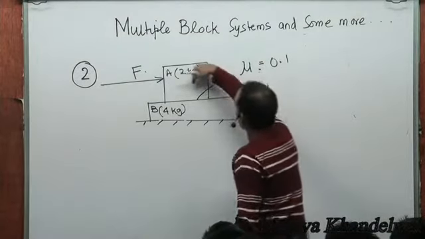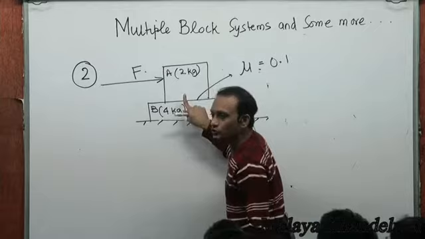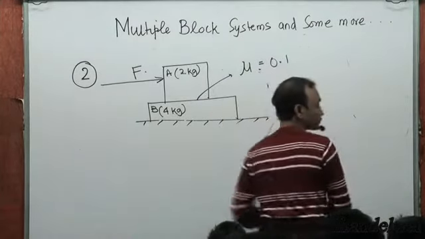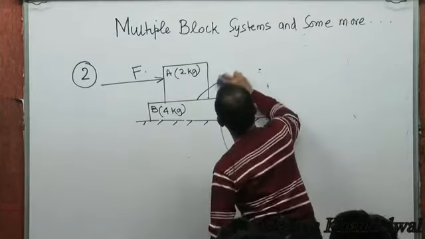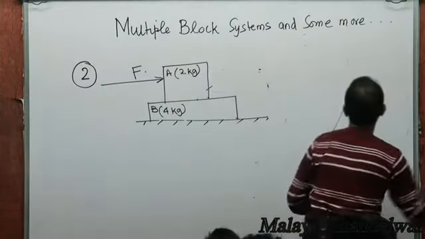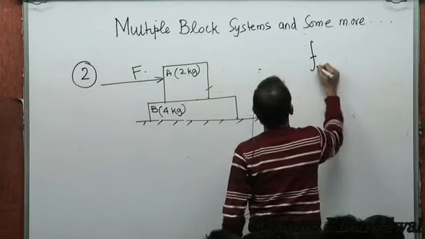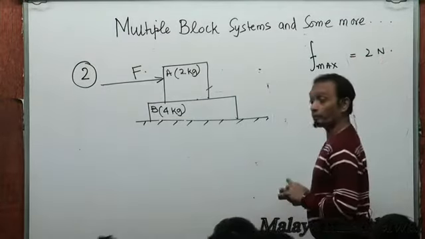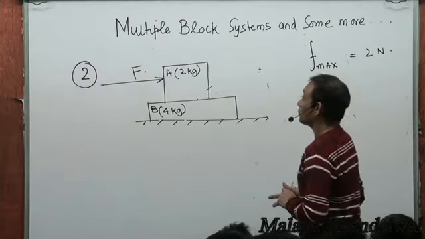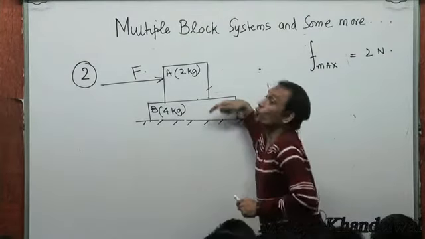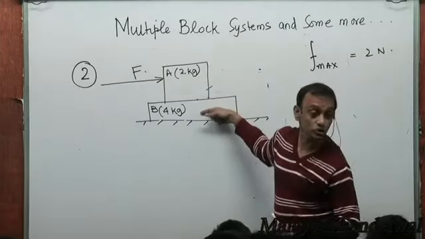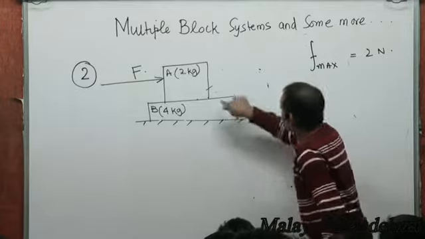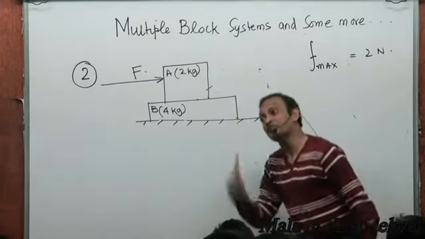Now, 20 newtons is the normal reaction between the two. So maximum static friction between the two is going to be 2 newtons. F max static is 2 newtons. And B will only understand the frictional force that A exerts on B to get a common acceleration with A. So the lower block B is driven by friction alone.